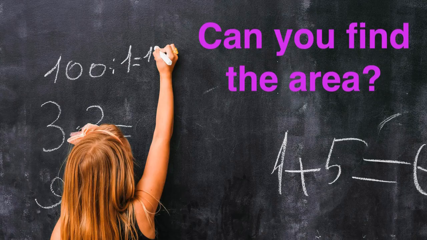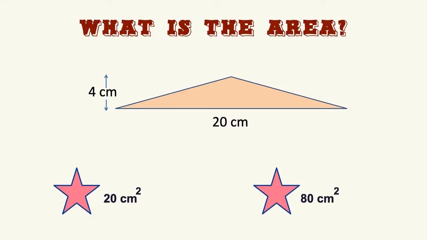I wonder, can you find the area? Do you think you can give it a try? Let's see. What is the area of this triangle? Remember, the formula for area is half length times height, or half base times height. We can use the words length and base interchangeably. So, what is the area of this shape? If you said 20 centimeters squared or square centimeters, you are correct.